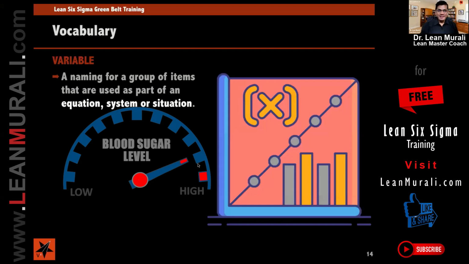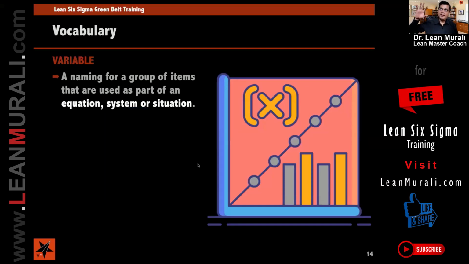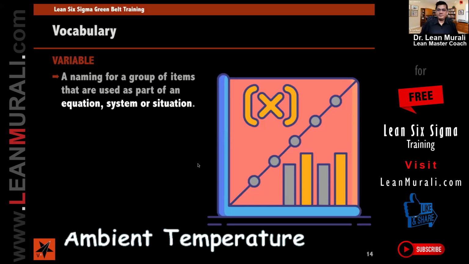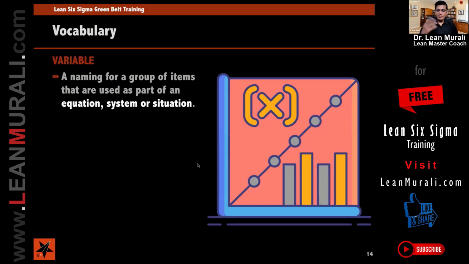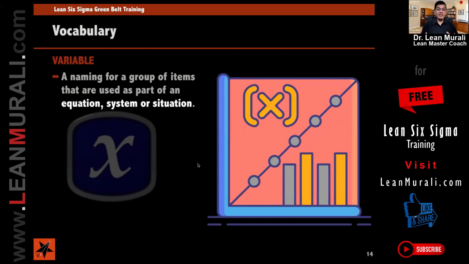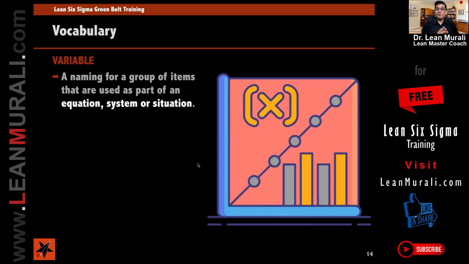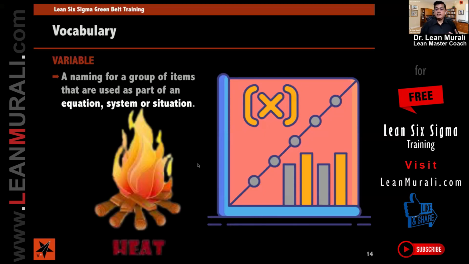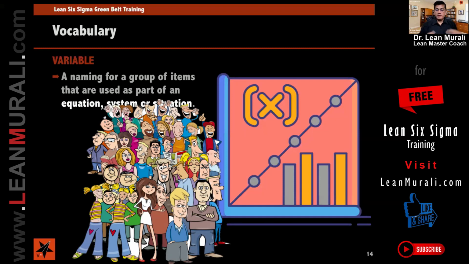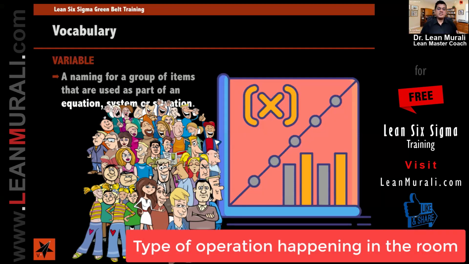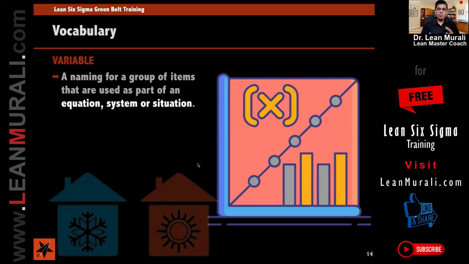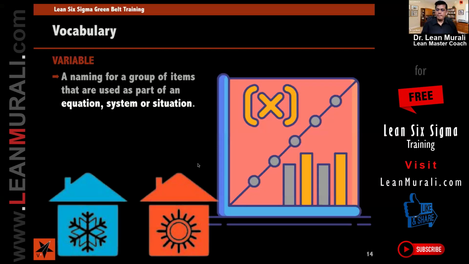Similarly, take the ambient temperature, or the room temperature. What causes the variation of the temperature? I'm just giving an example for a variable, because later on when I call y is equal to f of x, the x's as variables, you'll be blown out. Heat, humidity, moisture, number of people in the room, and the type of operations happening in the room, etc. There are so many factors that can vary the temperature of that particular room.